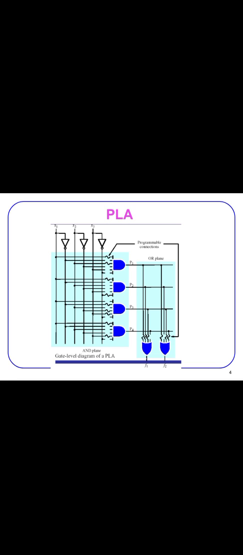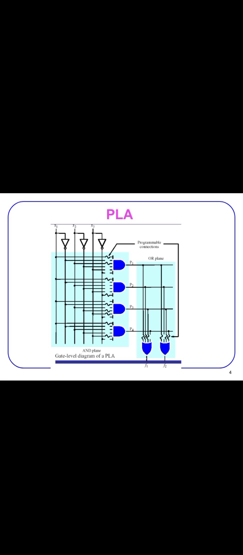These AND gates, which are programmable, have the right of entry for the normal as well as the complemented variable inputs. In the above logic diagram, the available inputs for each AND gate are x1, x1 dash, x2, x2 dash, and x3, x3 dash.